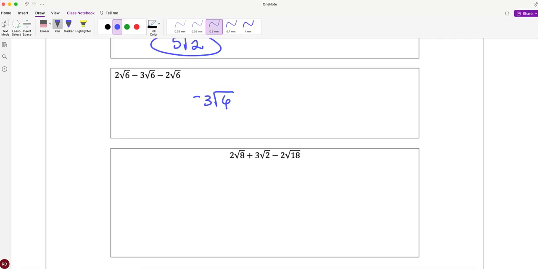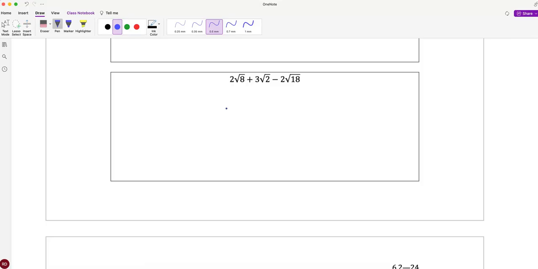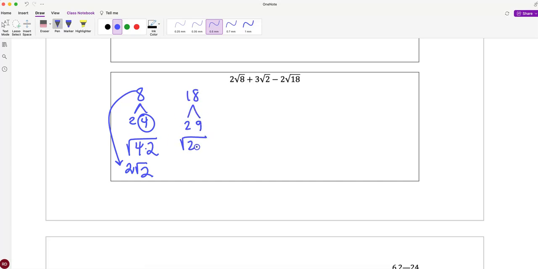Next one, I just have to see, do they simplify? So if I look at square roots, look at 8. 8 is what, 2 times 4? There's my perfect square. So the square root of 4 times 2 is 2 root 2. So that's what 8 is. And then 18, that's 2 times 9. So the square root of 2 times 9 is 3 root 2. So this problem is 2 times 2 root 2 plus 3 root 2 minus 2 times 3 root 2.